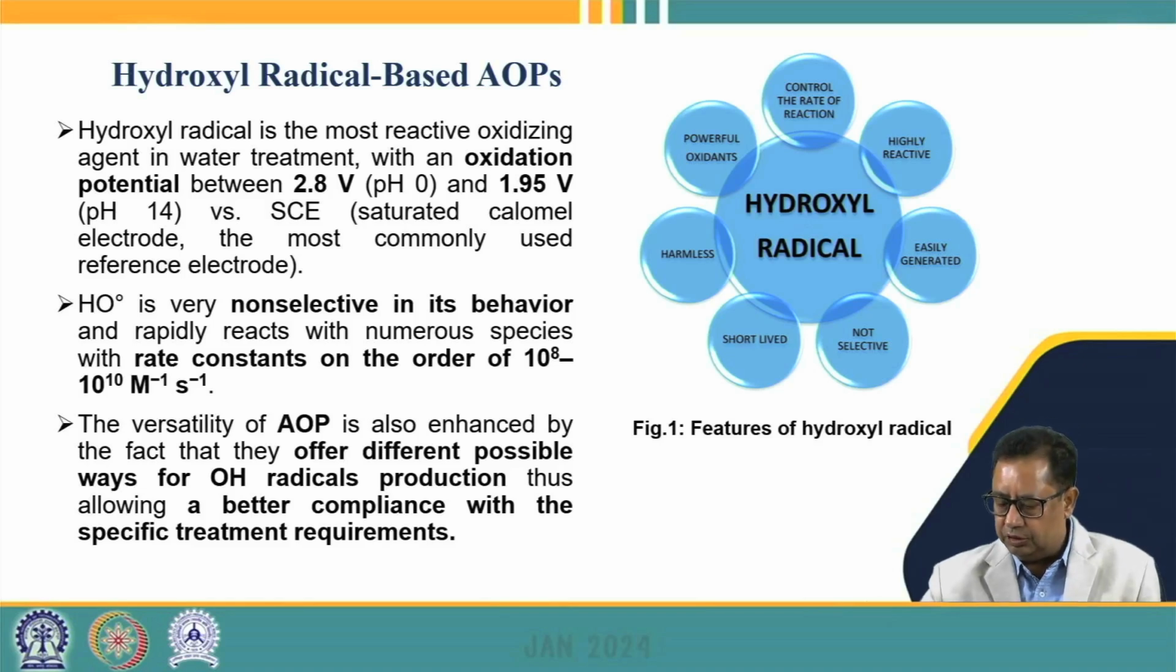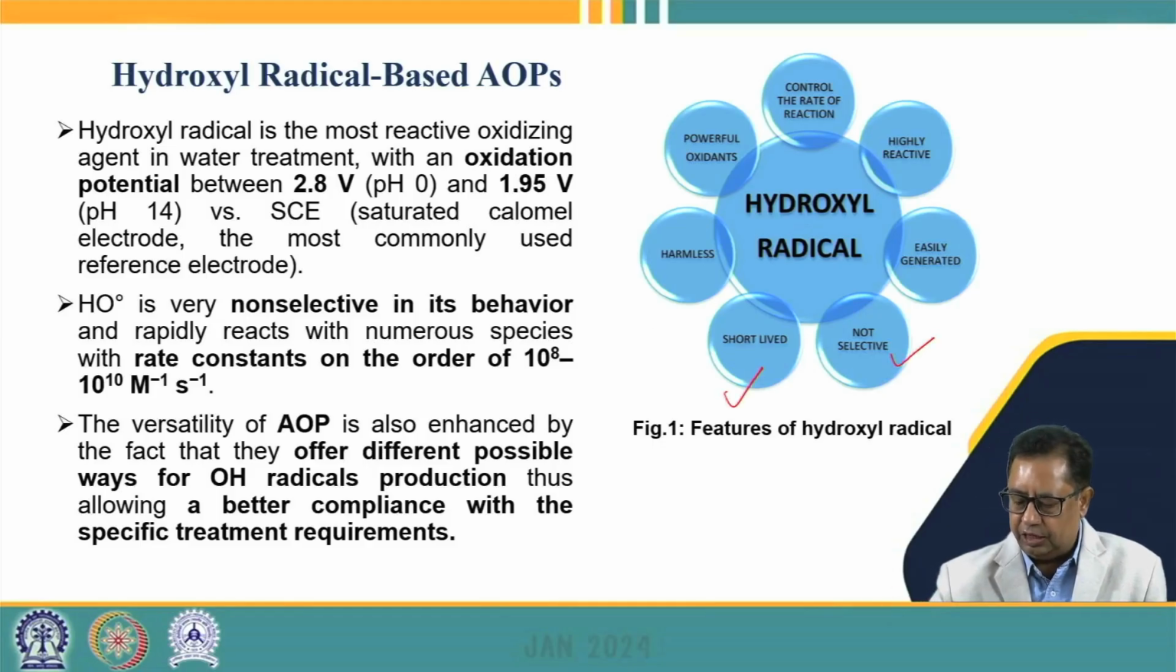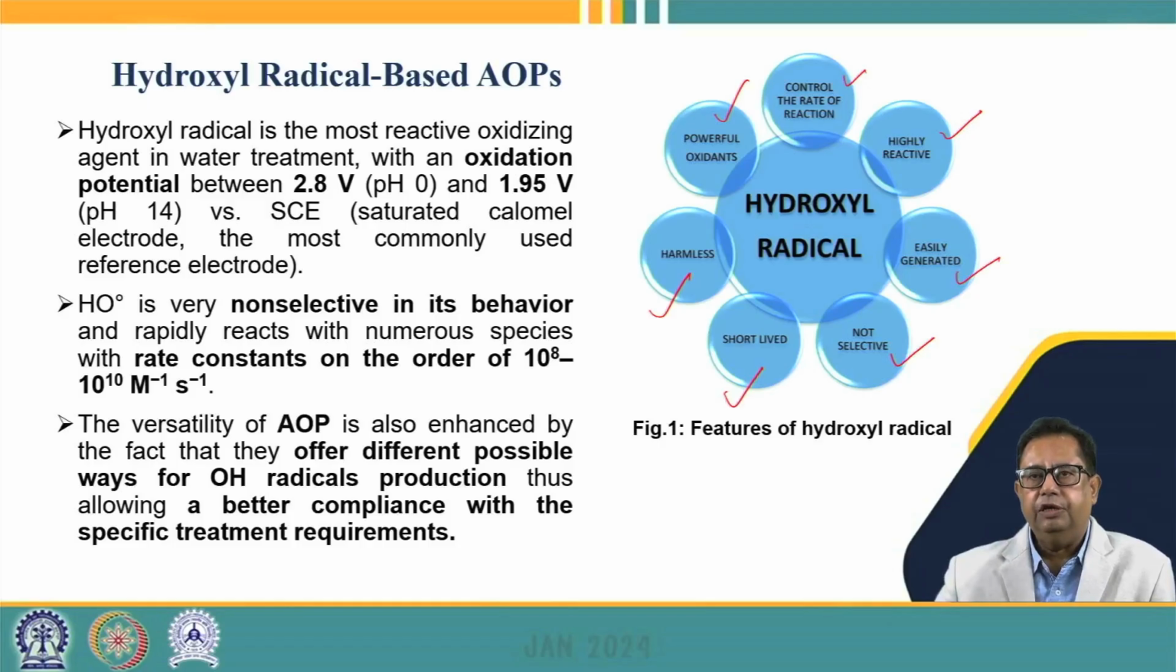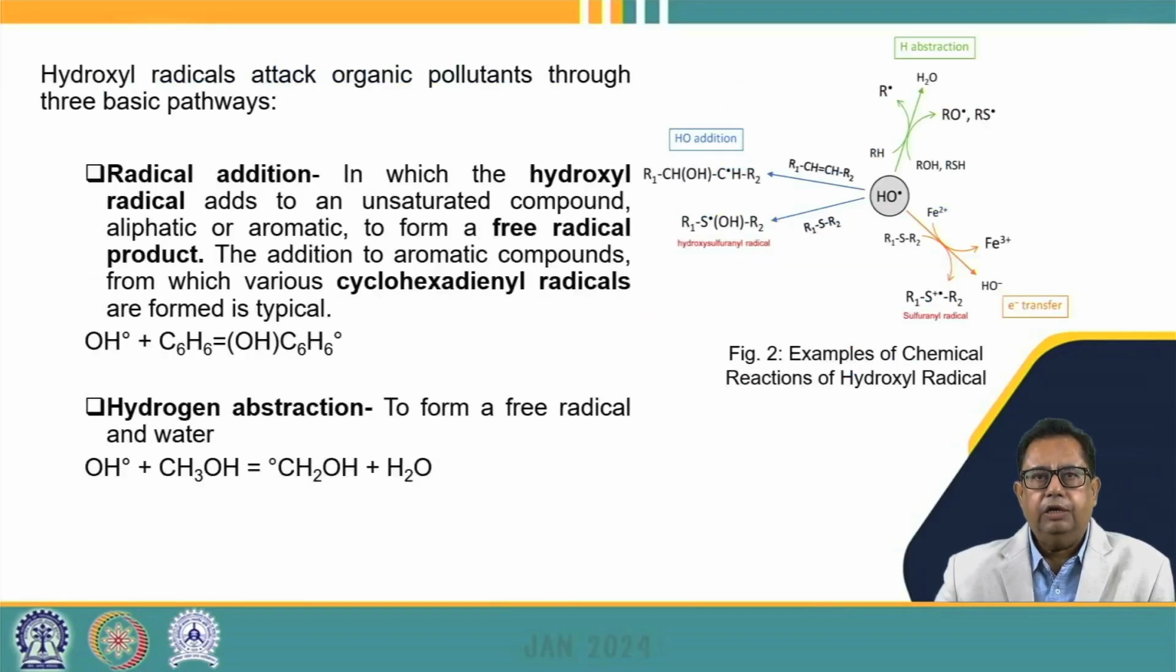So when we talk of the hydroxyl radicals, they have properties like being non-selective and very short-lived, as we have already discussed. They are harmless, right? They are very powerful oxidants. They control the rate of the reactions, as we have seen that the rate constants are very high, and they are highly reactive, and they can be easily generated by using different techniques. So the hydroxyl radical attacks the organic pollutants in three basic pathways.